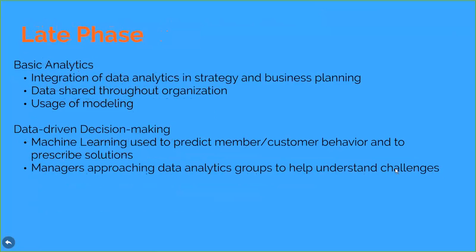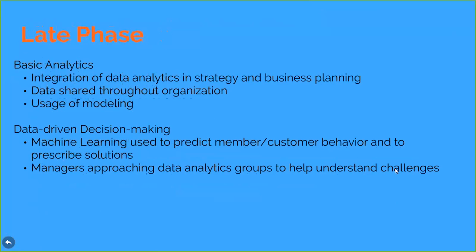During the late phase of analytics integration, associations start adding data analytics to their strategies and business planning. The data is shared through the organization, and managers use modeling to understand and plan. In this phase, decision-making will often integrate machine learning to predict member or customer behavior and to prescribe solutions. Events departments will begin running what-if scenarios, and very late in the phase, will start using prescriptive analytics to promote to members when they log into a digital experience.